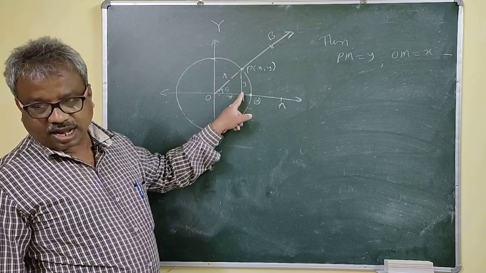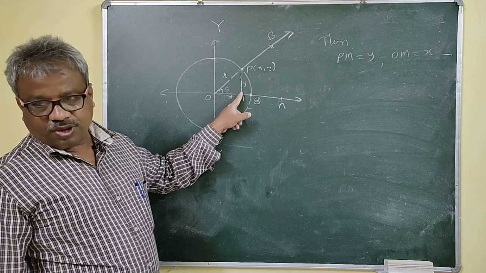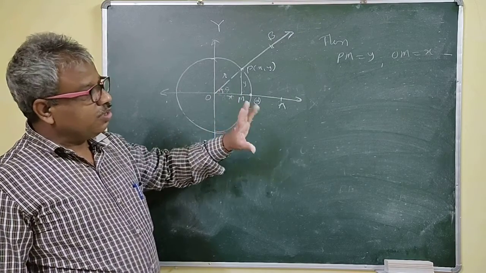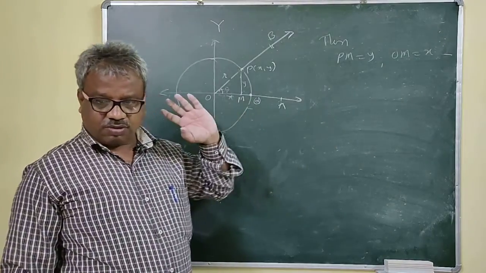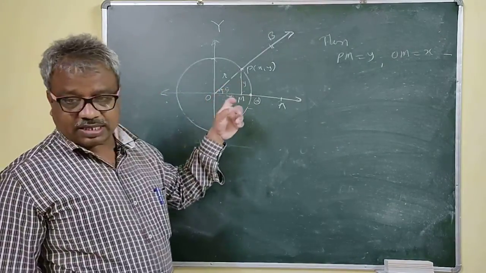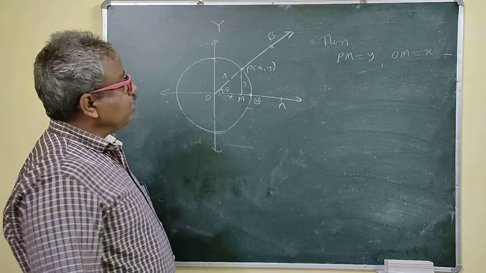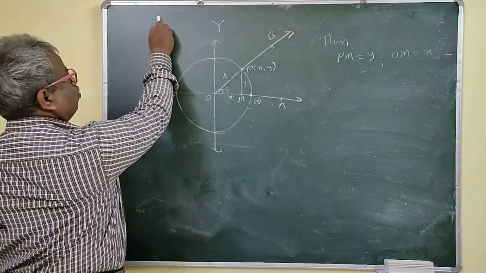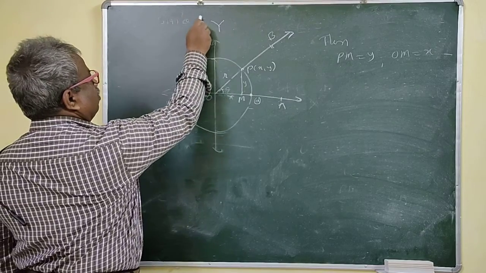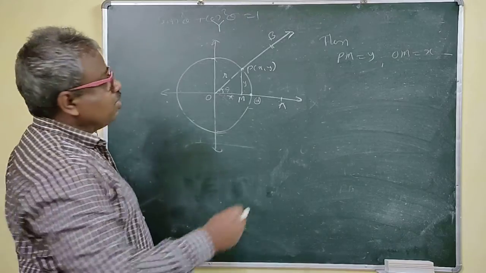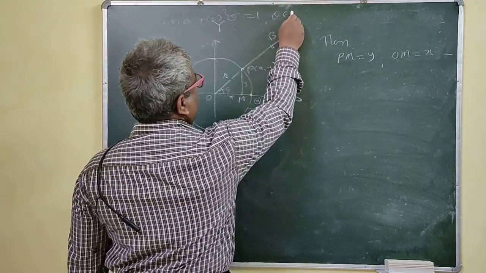Now this angle is theta, and this triangle is a right angle triangle. So we get a right angle triangle, and now we can find sin theta and cos theta. We are proving that sin square theta plus cos square theta is equal to 1. That is our aim. So the question you can write here: prove that sin square theta plus cos square theta is equal to 1, for theta belonging to R.